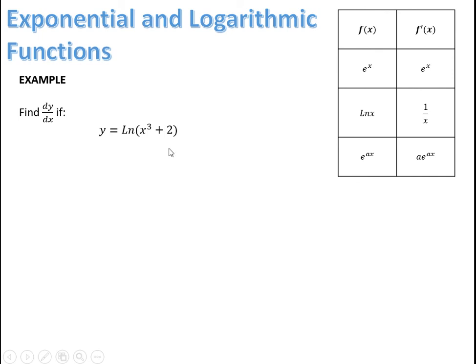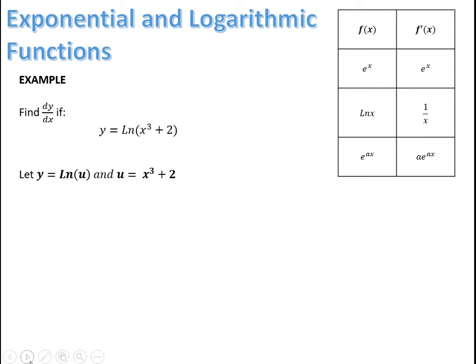But again, you do need to spot that this is a chain rule function. We're taking that x, we're cubing it and adding 2. That's the first function. And then we're taking that whole function and we're going to find the natural logarithm of that function. That's why it's a chain rule, and that's why we need to apply the chain rule to our derivative.